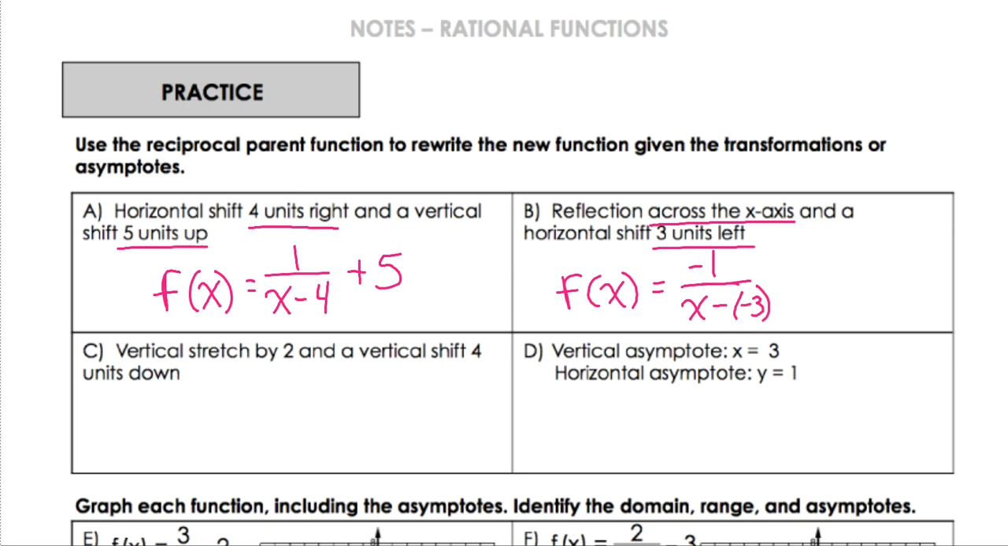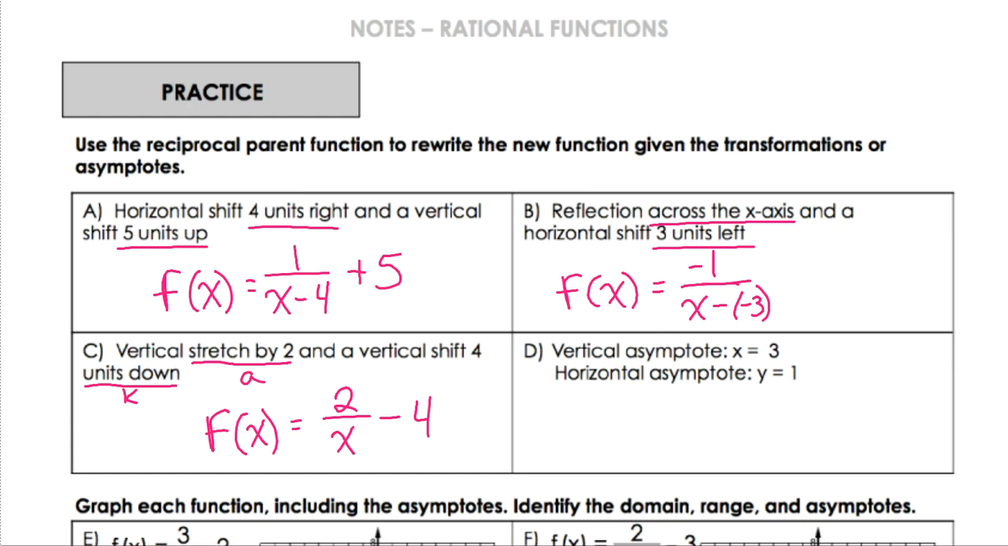For part C, we want a vertical stretch by 2. So remember, that's going to be the a value. And then we want a shift 4 units down, which is going to be the k value. So my function would have a stretch of 2. So my a value in the numerator becomes a 2. There's no shift left or right, so just an x in the denominator. And then to go down 4, I'm going to subtract 4 from the end of my function.